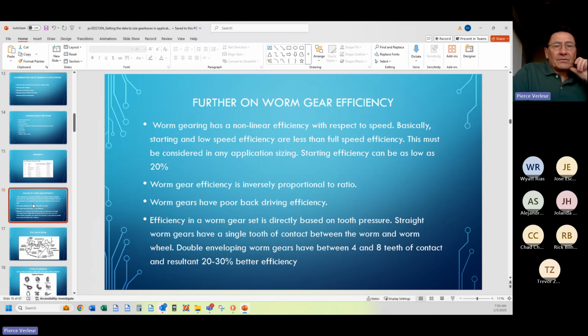The other thing about worm gears, and it's an advantage or a disadvantage depending on the application, is that they have a very poor back driving efficiency. Some people call that lockup. It's not lockup. Don't ever assume a worm gear is going to consistently lock up in the reverse direction, in the reverse application of the load. And let me take a moment here to define that. Back driving efficiency.